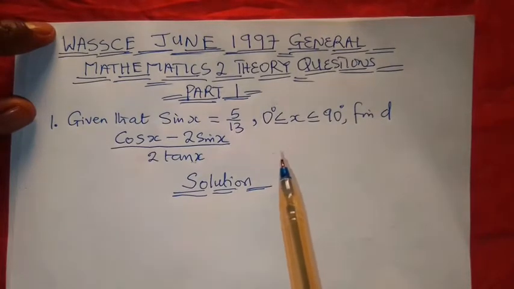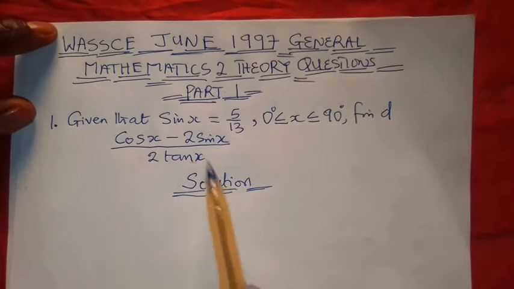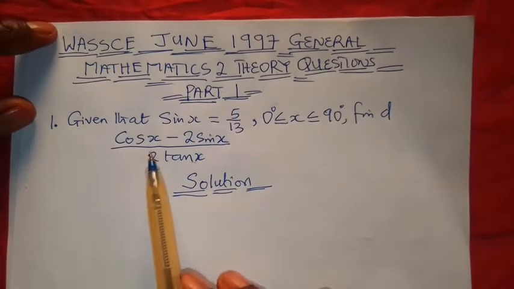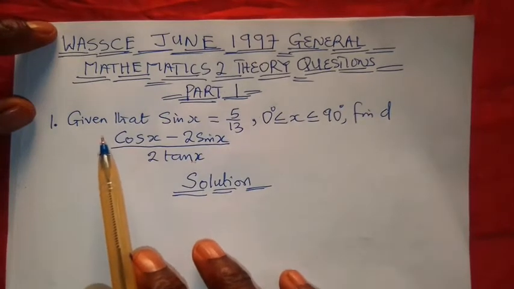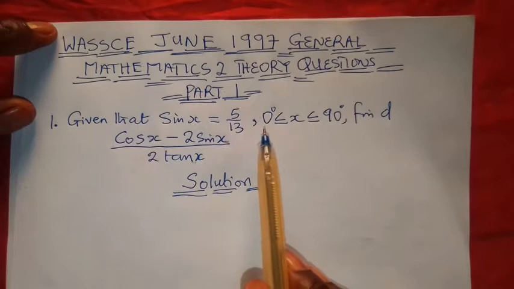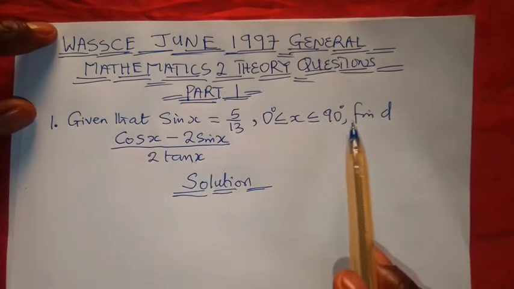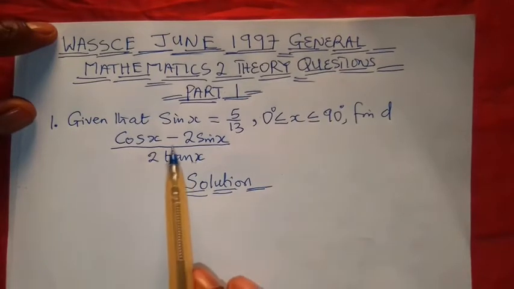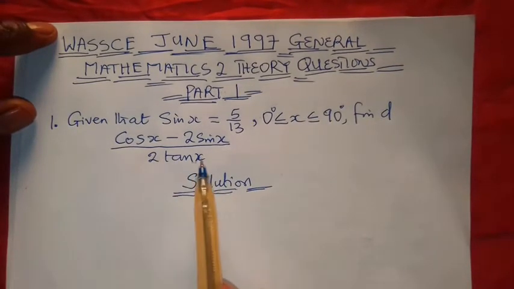Now let us dive into the lesson for today. This lesson is derived from trigonometry, and the question says, given that sine x equals 5 upon 13, where 0 degrees is less than or equal to x less than or equal to 90 degrees, find cos x minus 2 sine x upon 2 tan x.